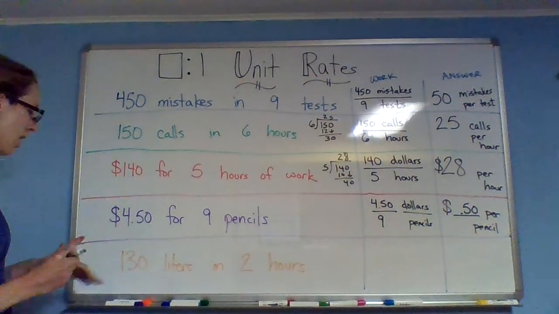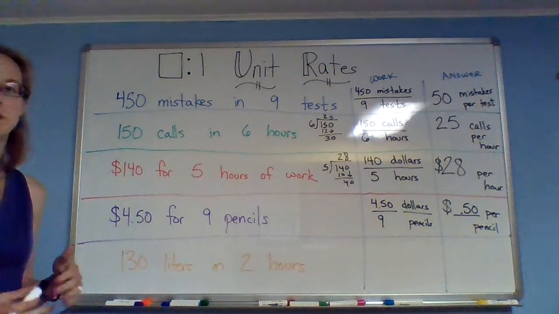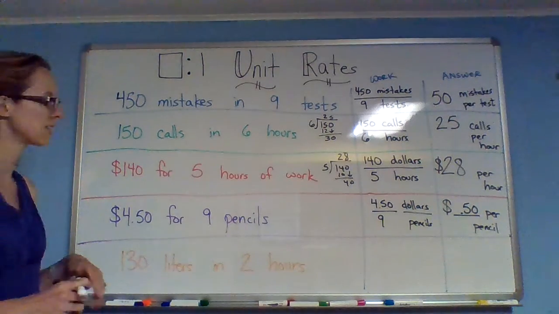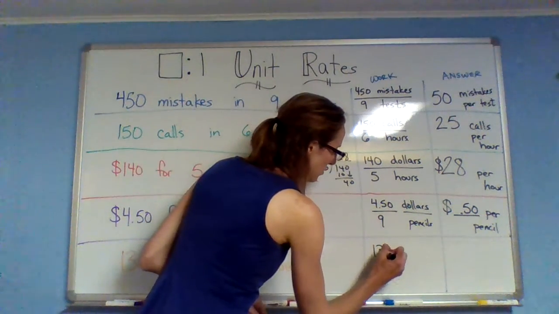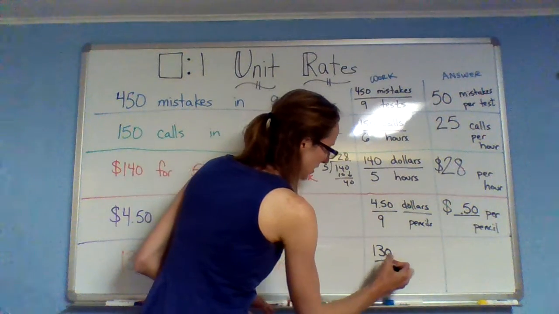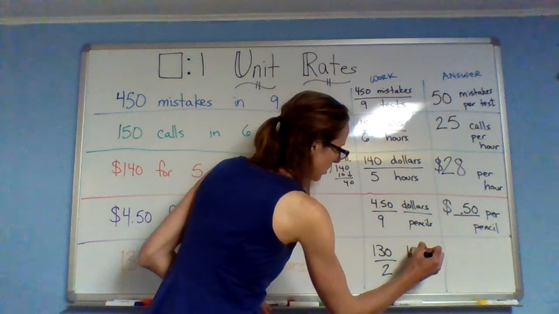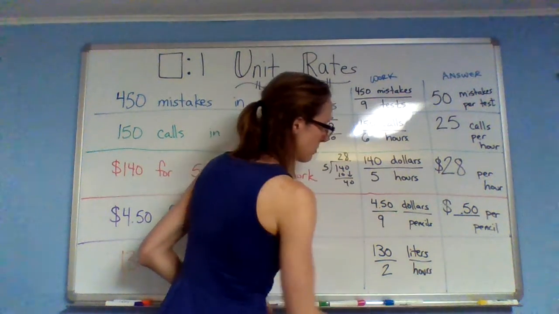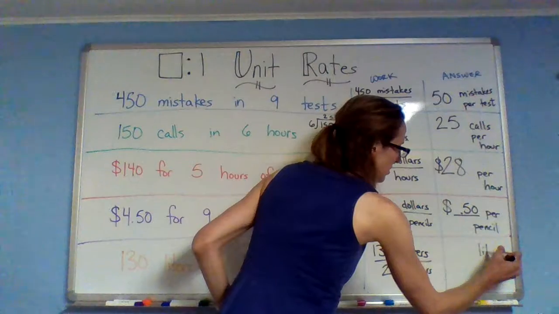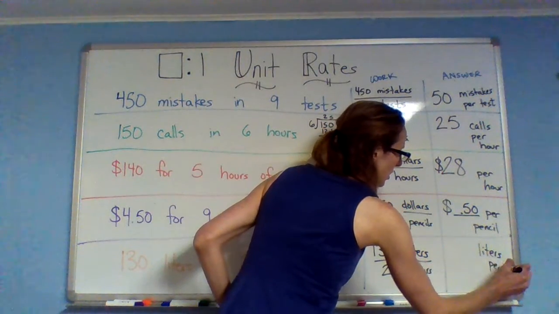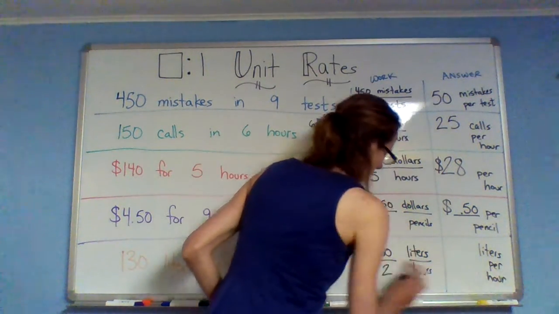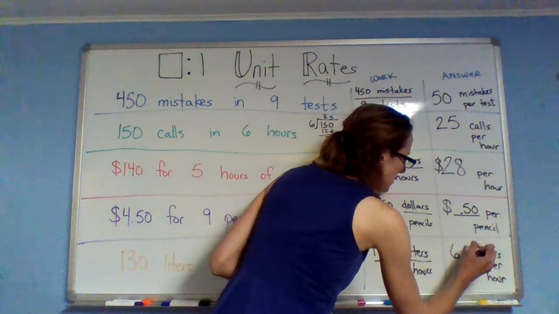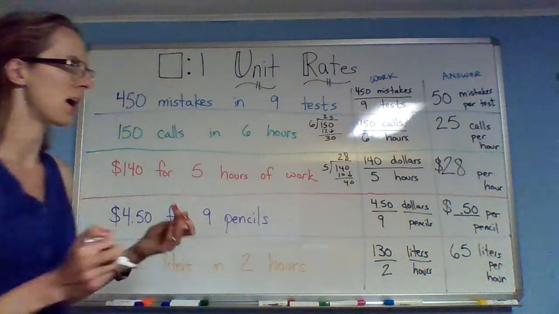Last one. 130 liters in 2 hours. So maybe I'm filling up some containers and I was able to fill up 130 liters in 2 hours. I'm wondering how fast it's going to fill. Liters, hours. My unit then is going to be liters per hour. I would just have to do 130 divided by 2, which is 65 liters per hour.